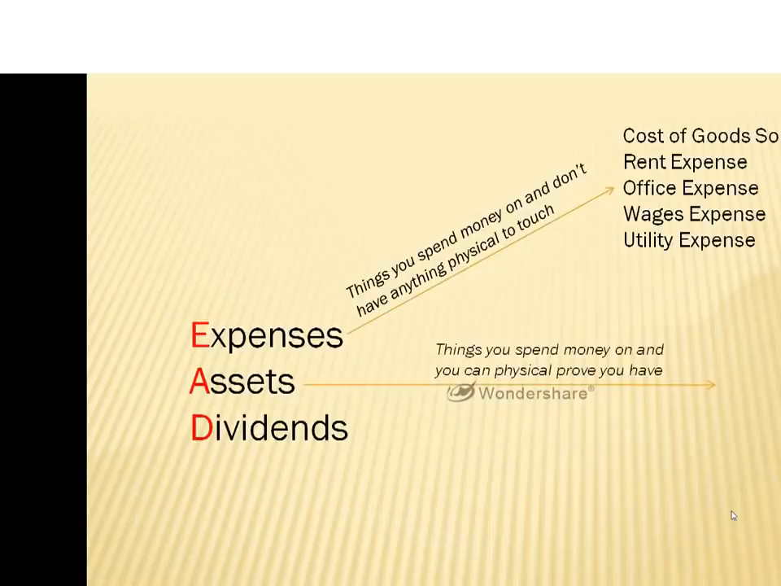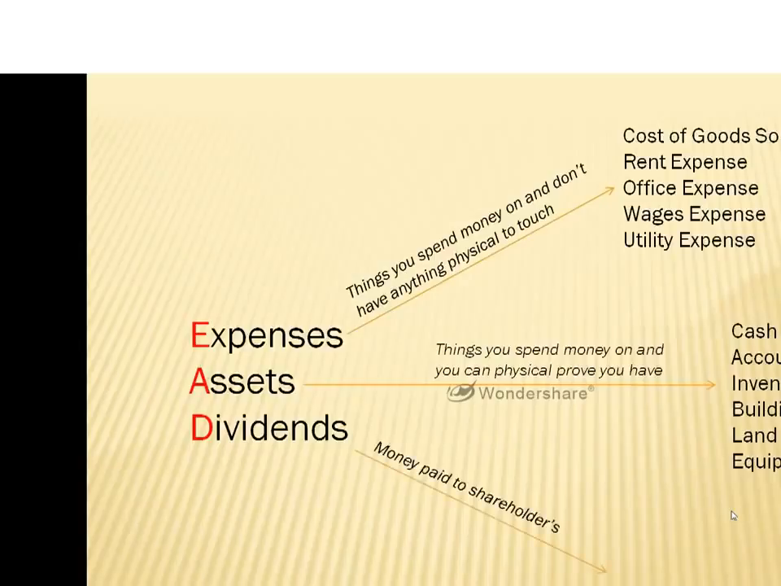The next one is assets. Assets are things that you spend money on and you can physically prove that you have in your being. So as we think of assets, we think of things like cash. You could go get all your cash out of the bank. You could require everybody to pay their accounts receivable. You can physically go touch your inventory. If you actually own your building and you're not just renting it, you can physically touch your building. Assets are things that you can physically touch.